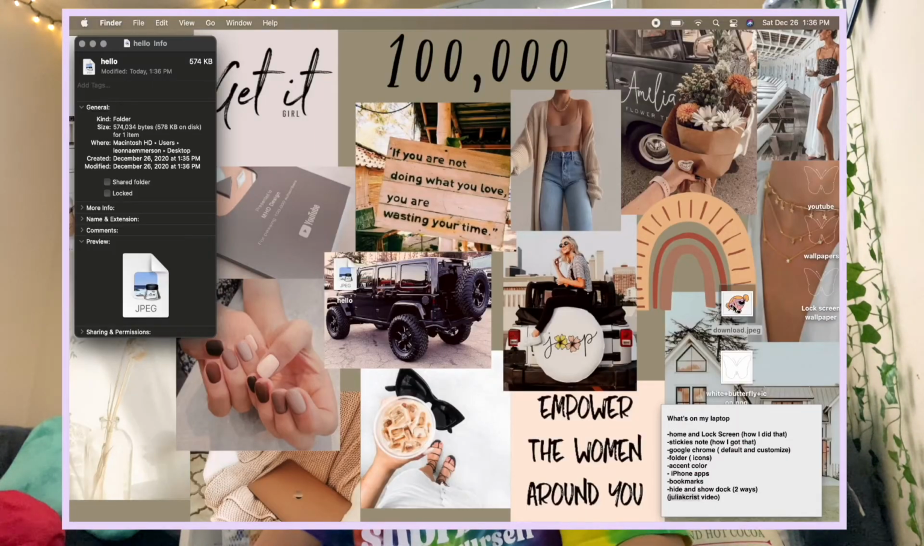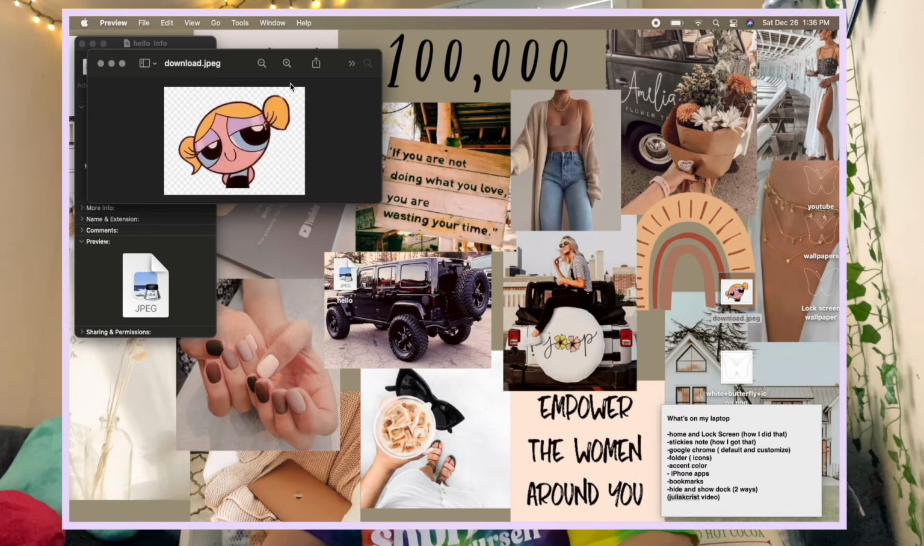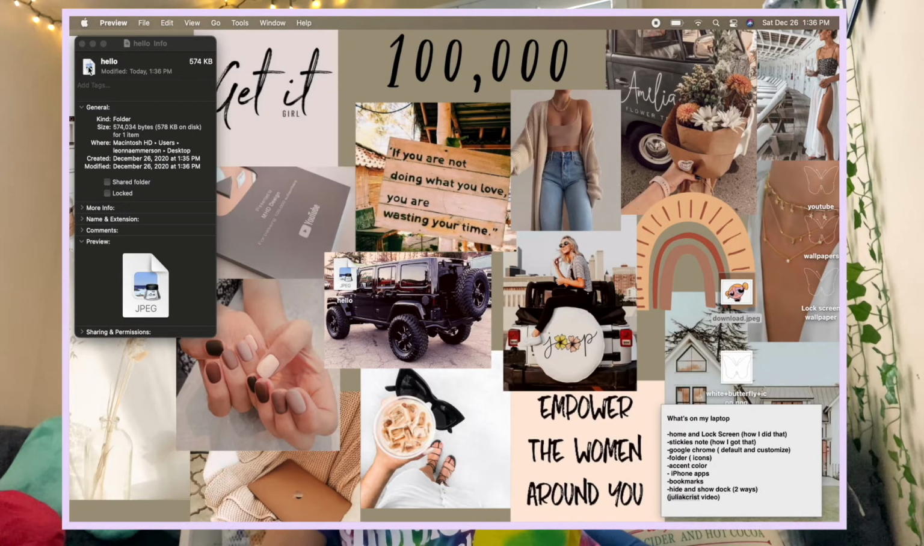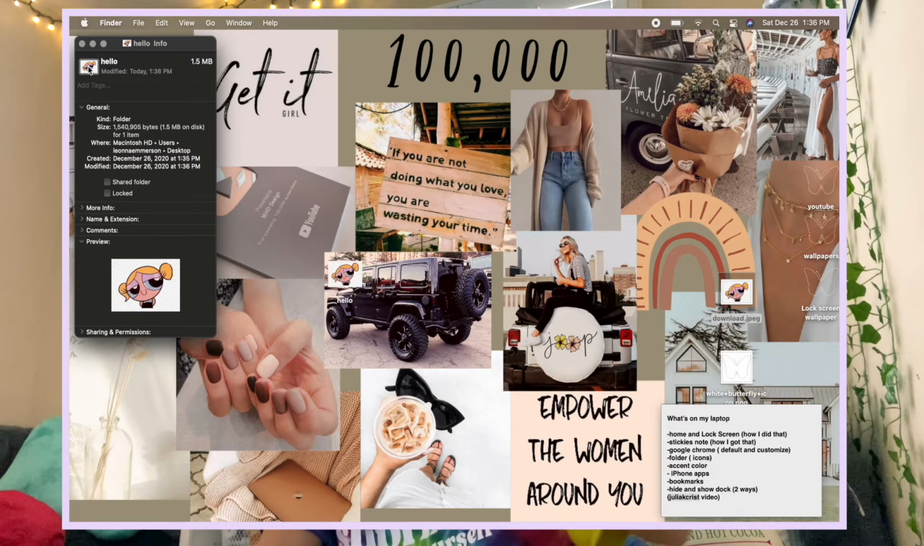The way I do it is I press on it, the picture. I do Command A, which basically just captures the whole entire photo, and then Command C, and I go to the icon, press it, and do Command V, and there you have the little Powerpuff Girl. Boom. Of course, it has to be a PNG. This one isn't, but that's what you just do for that.